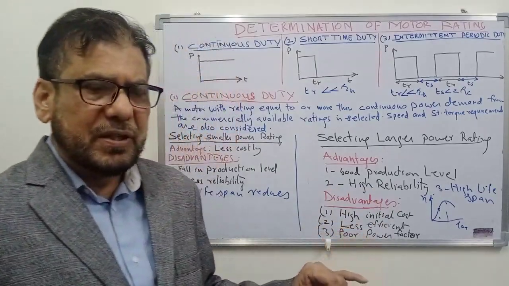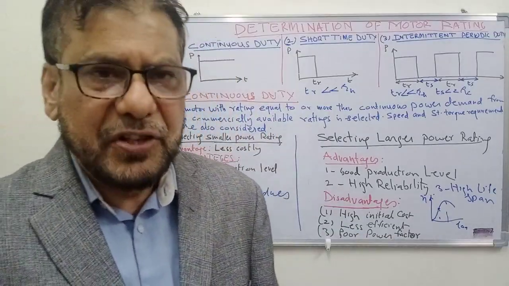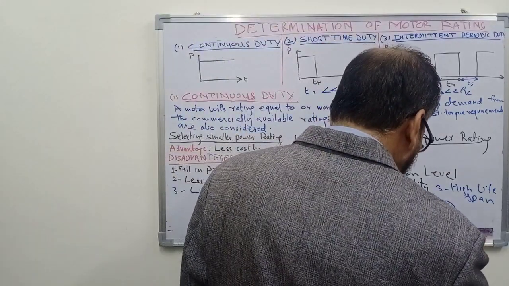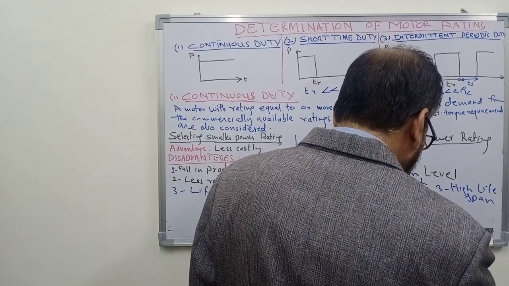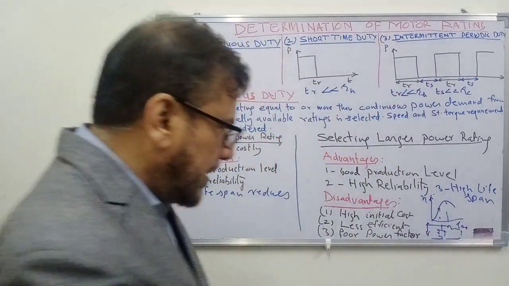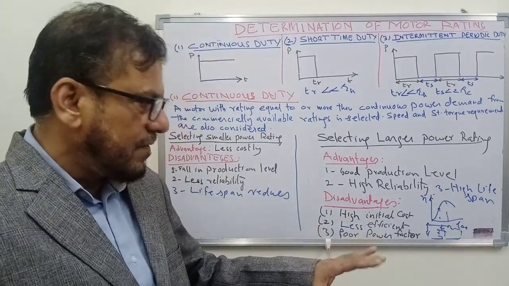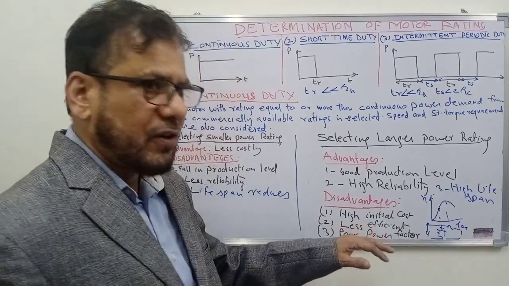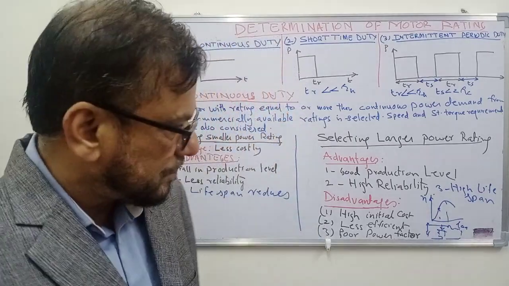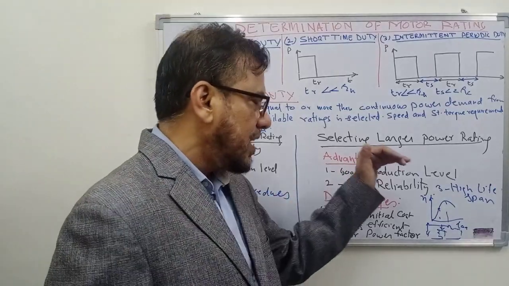And the third thing that may be there is that it will have a poor power factor. In the case of an induction motor, you know that the induction motor has two components of current. Suppose you apply the voltage here, the shunt branch current and the other is the load current. The current drawn for magnetizing purpose, that is Im, will be high if you have a motor of higher power rating. So this will have a poor power factor as well. So these are the three disadvantages that you will face when you select a motor of larger power rating.